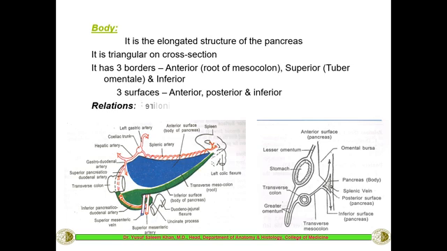And the very important relations: the anterior surface is in relation to the lesser sac, as I said before, and in front of the lesser sac will be the stomach. The anterior and inferior surfaces are totally covered by the peritoneum. The posterior surface is in contact with the posterior abdominal wall, so there is no peritoneum on the posterior surface. Only the anterior surface as well as the inferior surface are covered by the peritoneum.